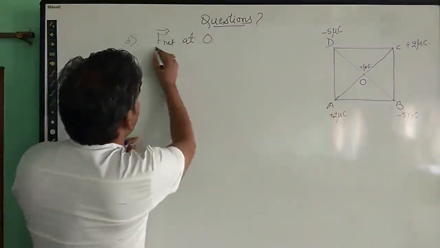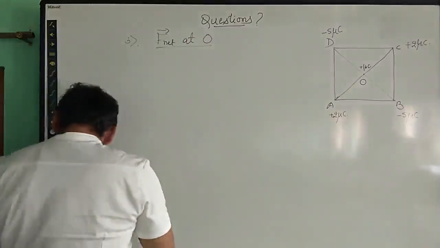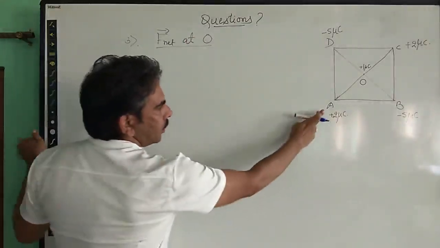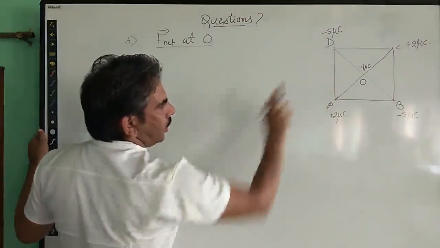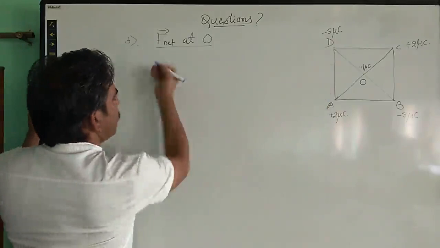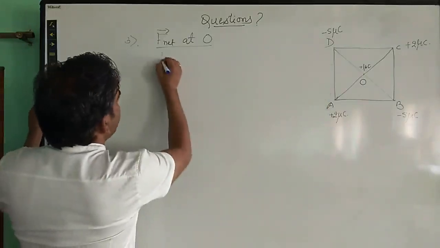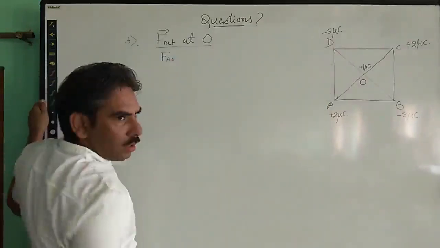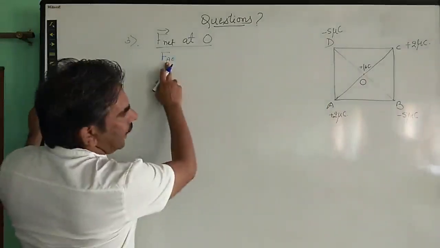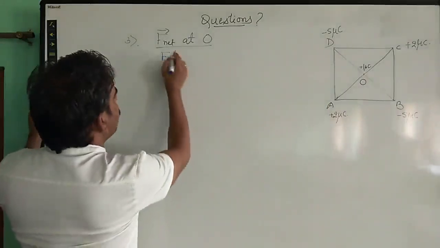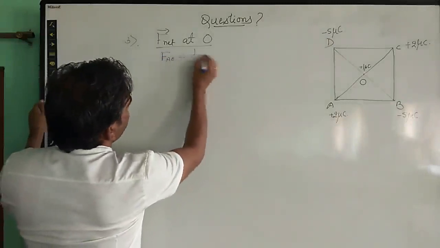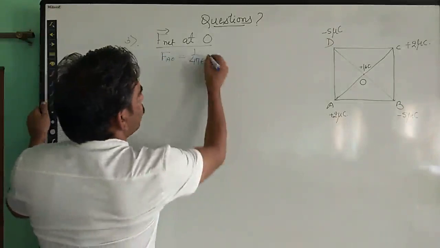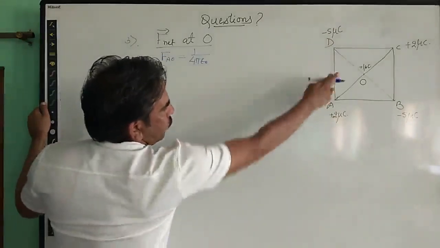So for that, let me write the force due to the charge at point A on O. Therefore I can give it a name, FAO, the force due to the charge at point A on point O. So this force is written as 1 upon 4 pi epsilon naught, again by using Coulomb's law, into the product of charges, which is plus 2 and plus 1.